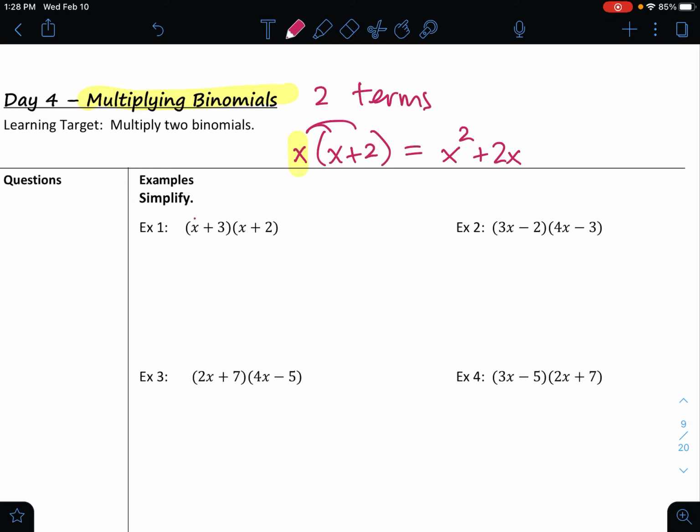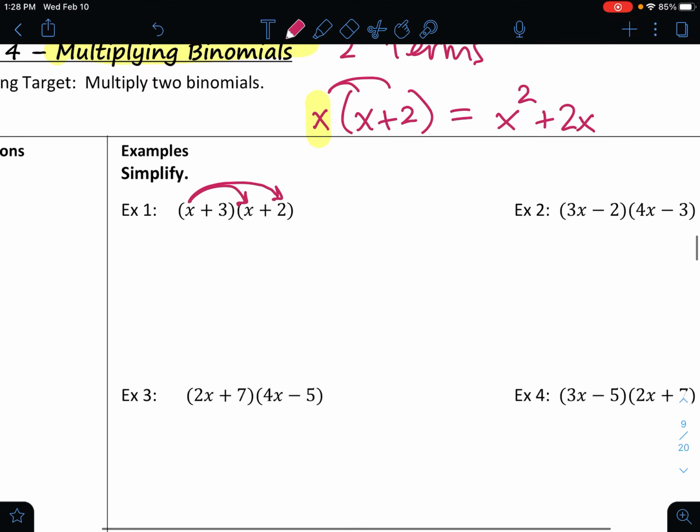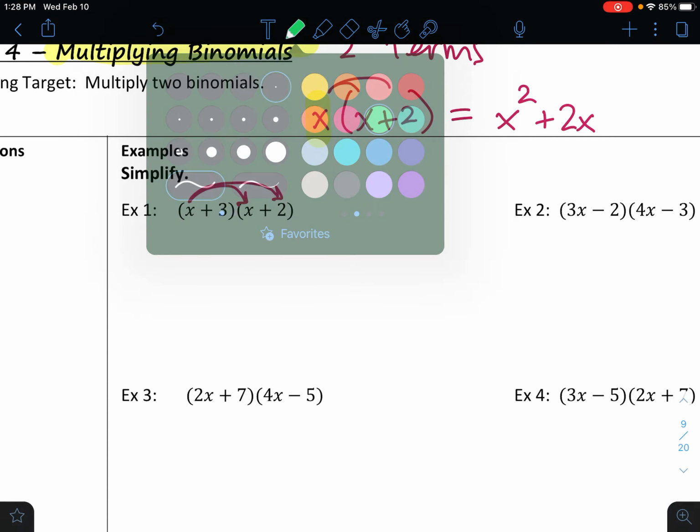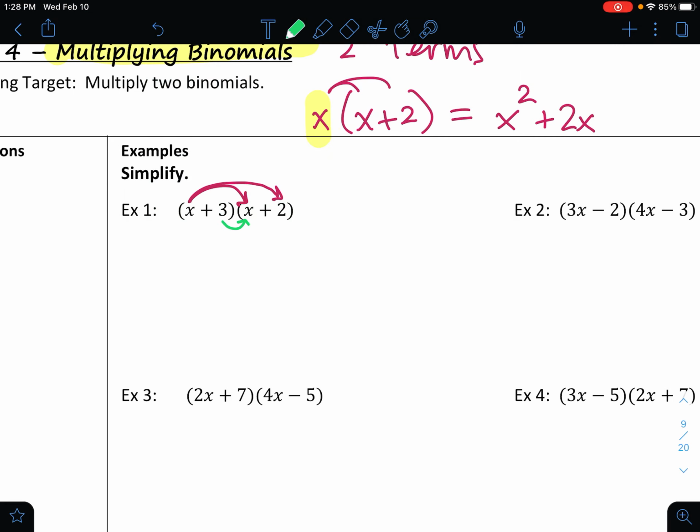So I'm going to need to take the first x and multiply times x in the second set of parentheses and the 2 in the second set. And then I'm going to come back and grab the 3, and I need to do the multiplication again. Because I don't only have x times the other parenthesis, I have the 3 times the other parenthesis. Okay, so let's go back to do that.